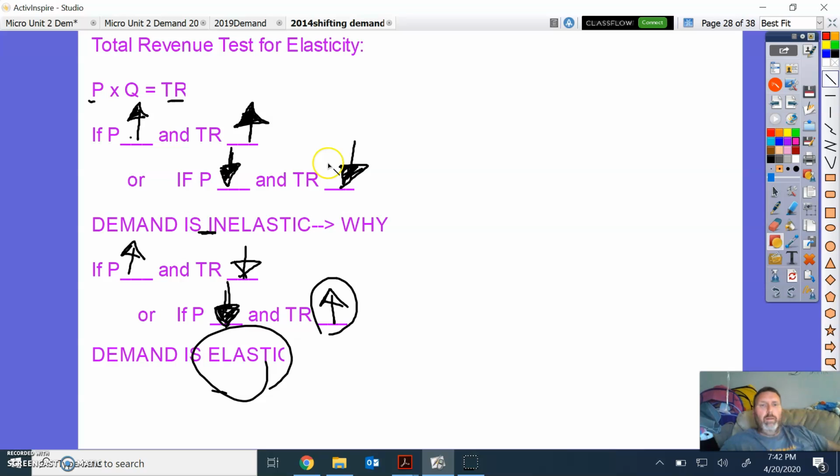Okay, remember, total revenue test. Price times quantity is total revenue. If they're both going the same way, it's inelastic, right? Because we talked about the hump way back in the past of how as price goes up, total revenue goes up until price starts to go down, total revenue goes down, right? If they're opposite in some way, shape, or form, then it's elastic. Remember, why do we want to know if it's inelastic? If it's an inelastic good, the business should raise prices if they possibly can.